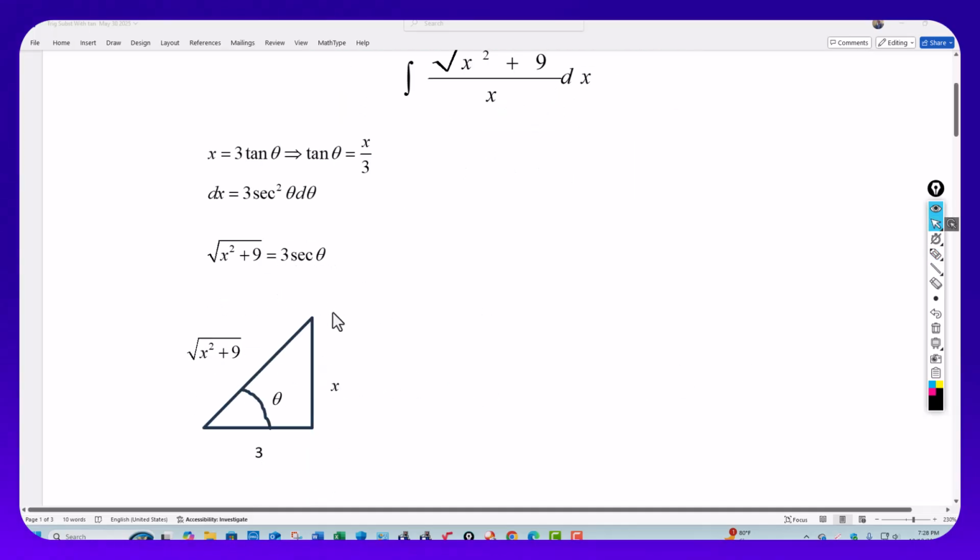So that's how we get this part right here. And for this triangle, this is theta. From this, tangent of theta equals x over 3. The tangent is the opposite over the adjacent side, so that's why I have x here and 3 here. And the hypotenuse squared should equal the sum of the squares of the other two sides, which of course gives you x squared plus 9 equals x squared plus 9.